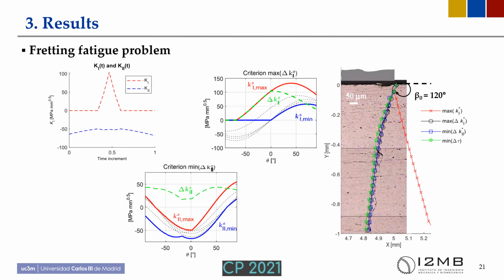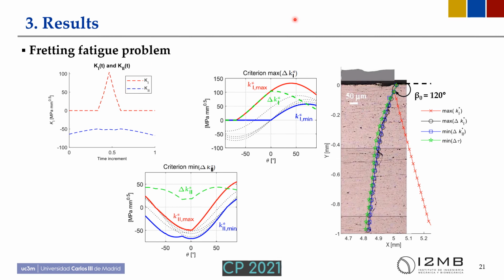So last but not least, the fretting fatigue problem results. Following the presentation of the previous slides, we can see in this first figure the loading path to which the initial crack is subjected. In this case, we can observe that it's mainly an almost constant K2 with a cyclic K1, and we can also see that the crack remains closed during a significant part of the loading time due to the contact loads.